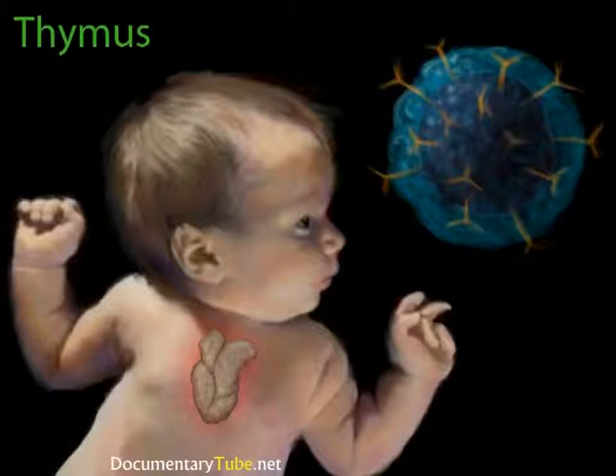For example, if you have type A blood, T lymphocytes which attack the A antigen are destroyed. However, T lymphocytes which attack the B antigen are allowed to mature and enter the bloodstream.